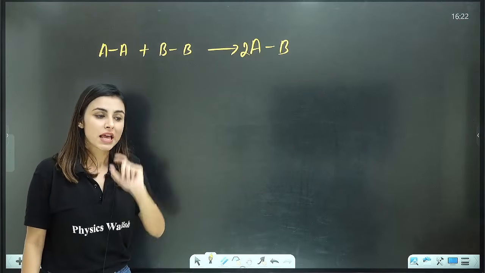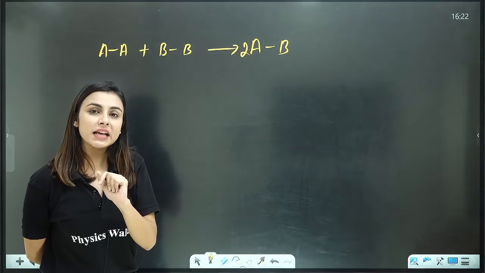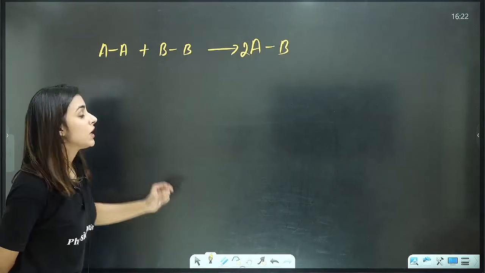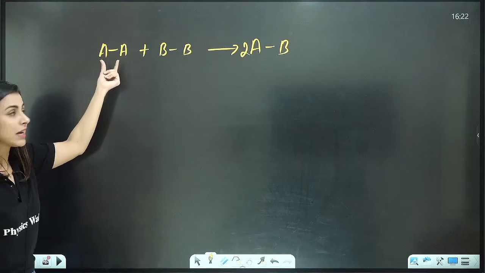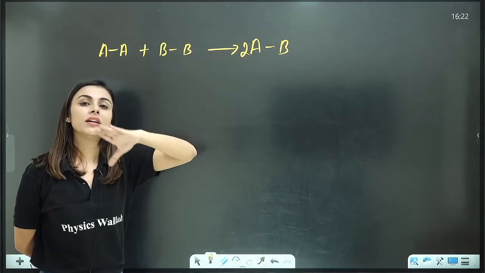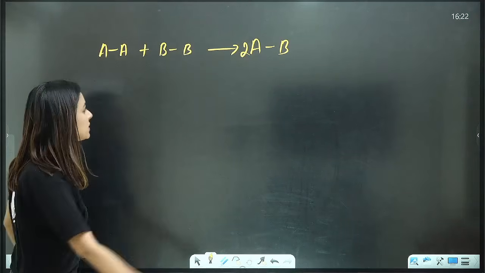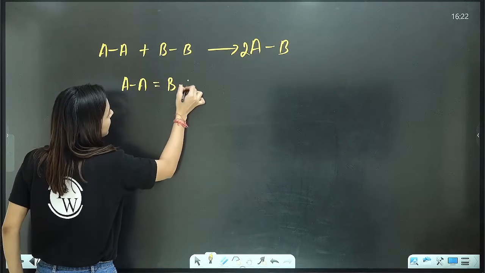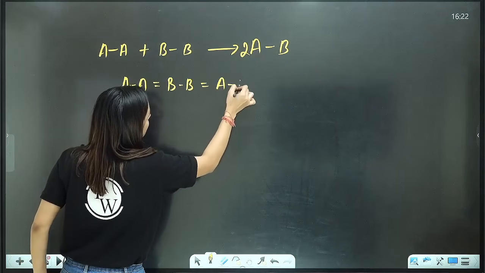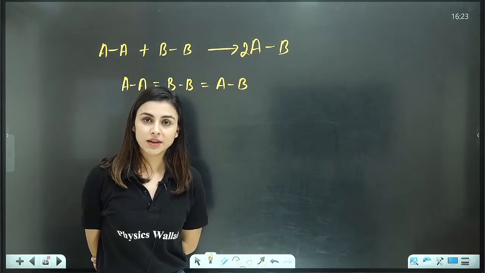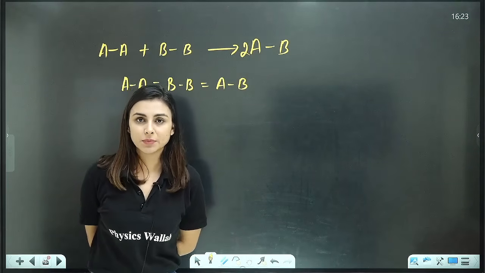Now, my dear students, when will we call this solution ideal? We will call this an ideal solution only and only when the force of interaction of AA, BB will be equal to AB. That is the point where we call it an ideal solution. That is, AA interactions should be equal to BB interactions and this should be equal to AB interactions. Now, you have to consider the bond enthalpies, my dear students.